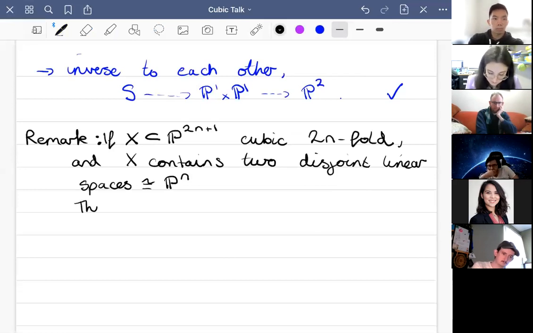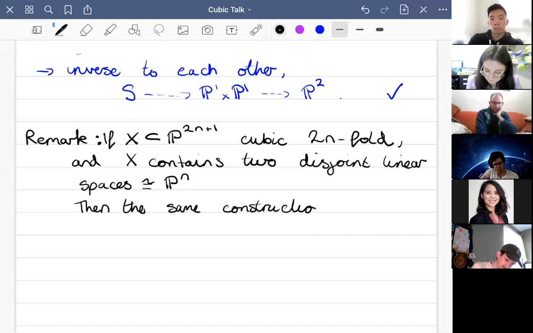then you can do the same thing. The same construction works, just with higher dimensional things instead of lines and planes. So we'll get a map from Pn cross Pn to X.